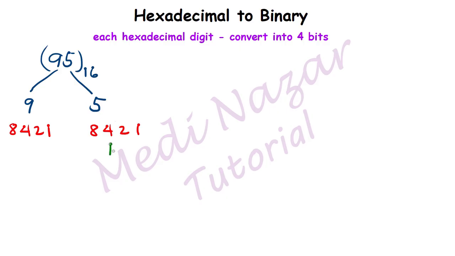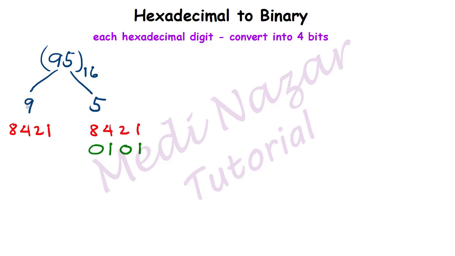Here we have 4 and 1 because if we add 4 and 1, it will give us 5. The binary bit for this position is 1 and for this position it's 1. And then we will have 0 for 2 and 0 for 8. So it means that this is the equivalent binary number of hexadecimal digit 5.